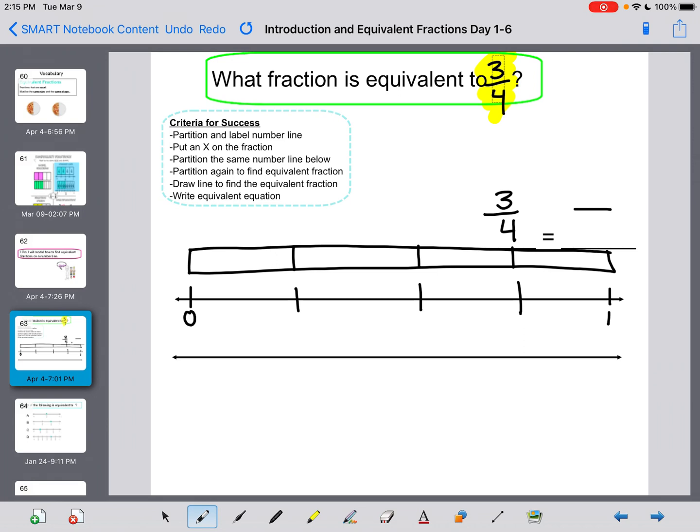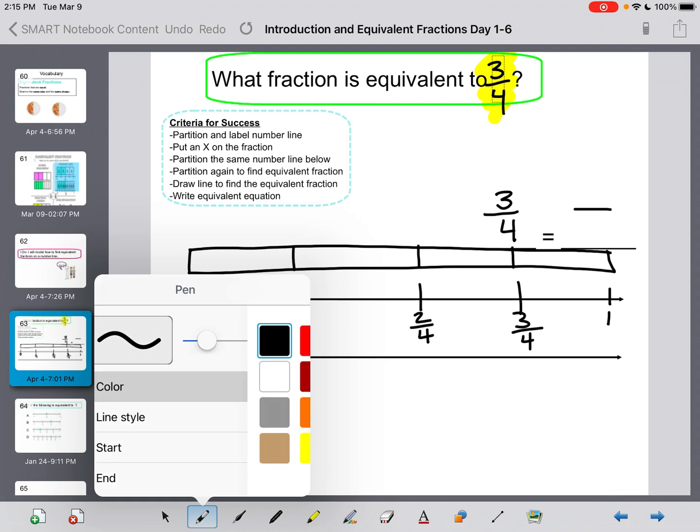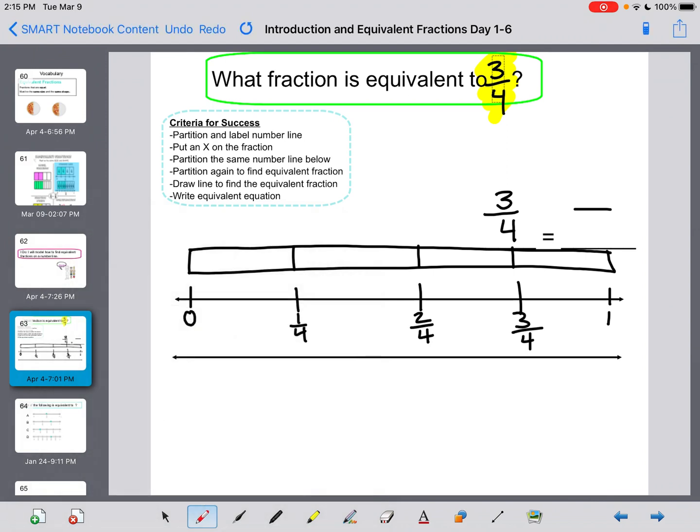Okay, I need to label my number line now. 1/4, 2/4, 3/4. 3/4 is my fraction I'm working with, so I'm going to put an X on 3/4. And then I'm going to shade in my bar model just to show how much is shaded up until 3/4. Okay, we partitioned, we put an X.